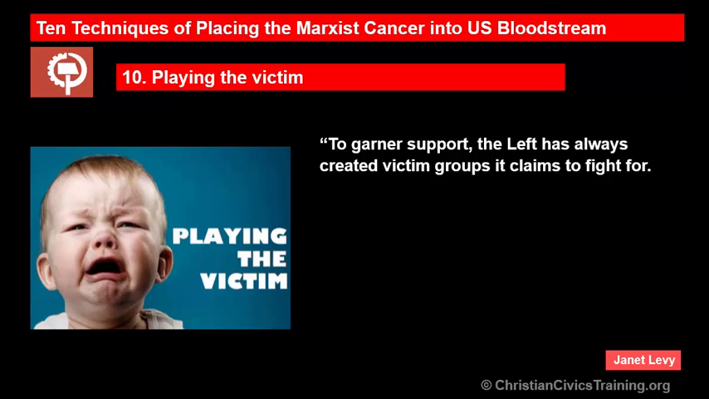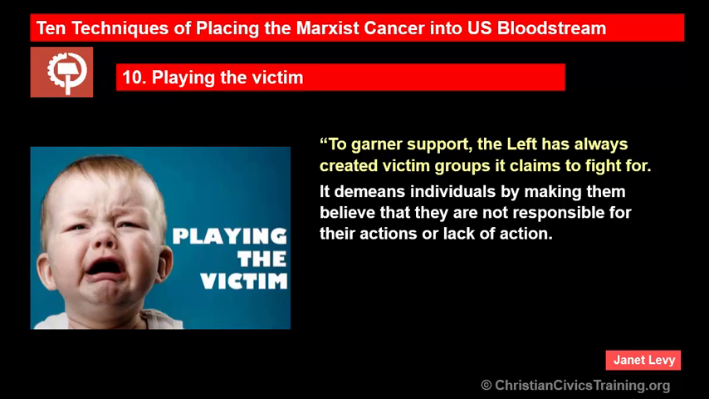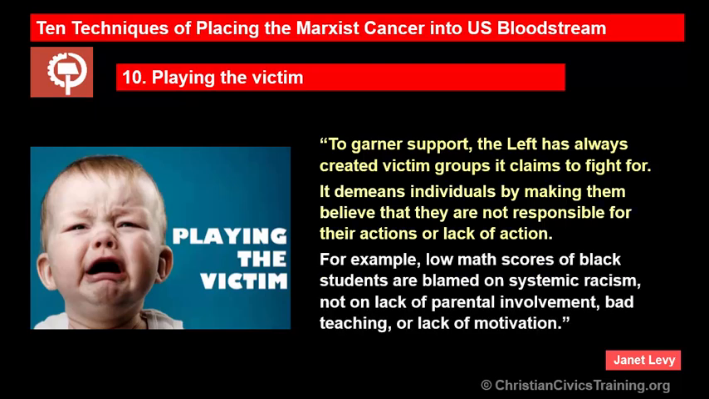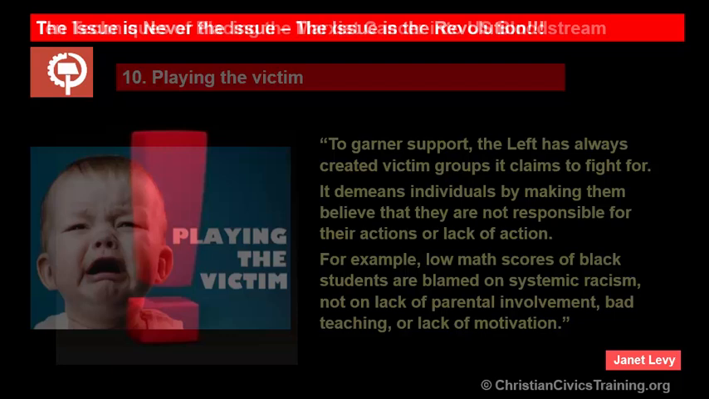To garner support, the left always creates victim groups it claims to fight for. It demeans individuals by making them believe that they are not responsible for their action or lack of action. For example, low math scores of black students are blamed on systemic racism, not on lack of parental involvement, bad teaching, or lack of motivation.